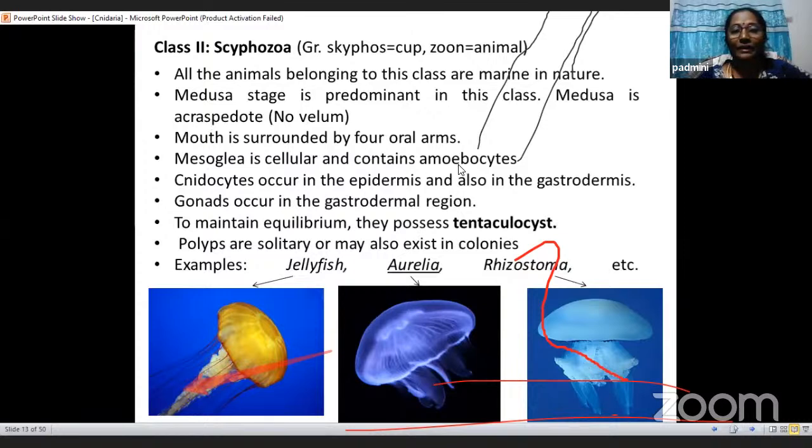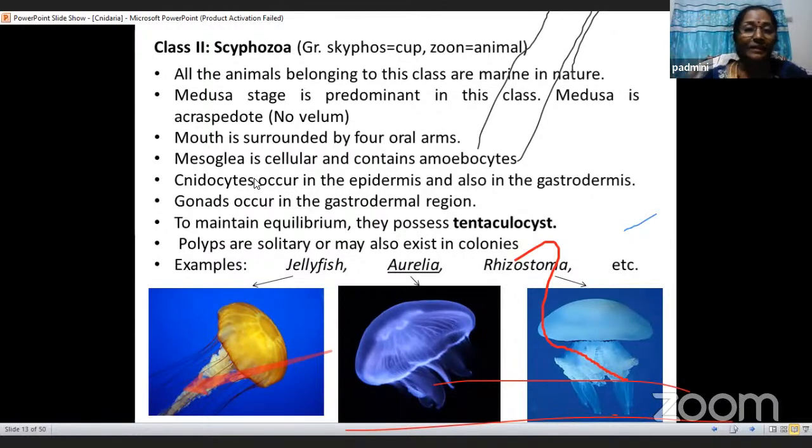Mesoglea is cellular and contains amoebocytes, and this should be acellular, not cellular. There is a print mistake over here, acellular. It is going to contain only amoebocytes. Cnidocytes occur in the epidermis and also in the gastrodermis. Cnidocytes, I hope now you know what a cnidocyte is.